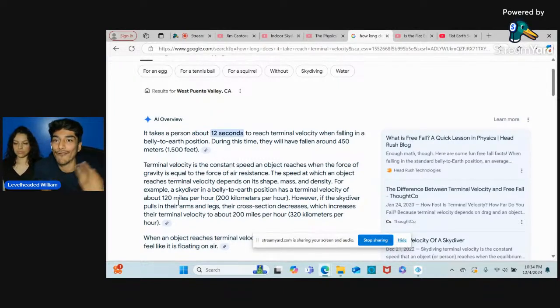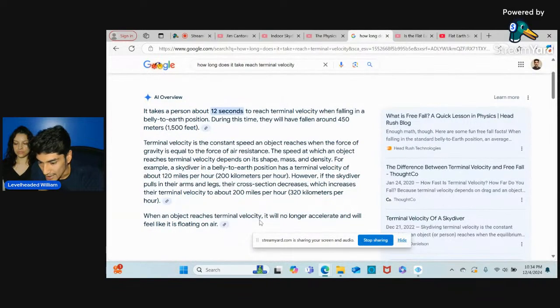They basically inverted the physics, in other words. So there's a reason why they say that objects accelerate down to 120 miles an hour, which equals the resistance of the air drag and the downward force of gravity, right? However, if the skydiver pulls in their arms and legs, their cross-section decreases, which increases their terminal velocity to 200 miles per hour. When an object reaches terminal velocity, it will no longer accelerate and will feel like it's floating on air. So keep that in mind. We'll go back to this if anything.